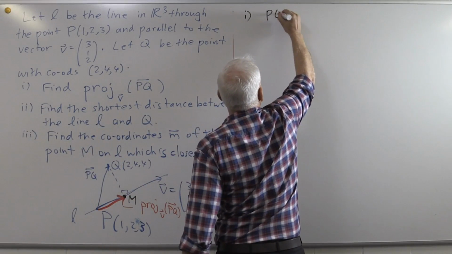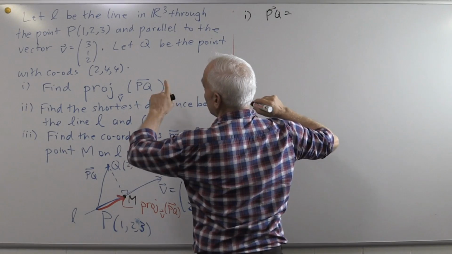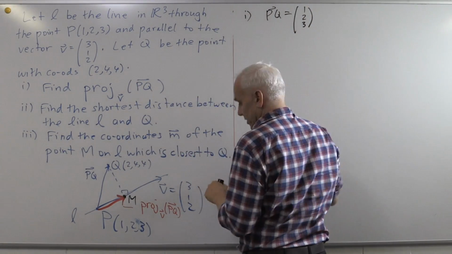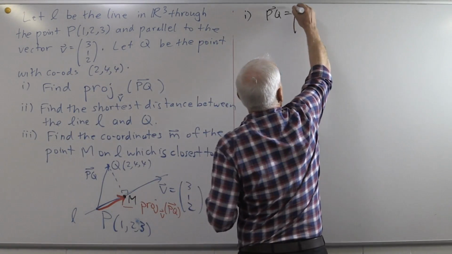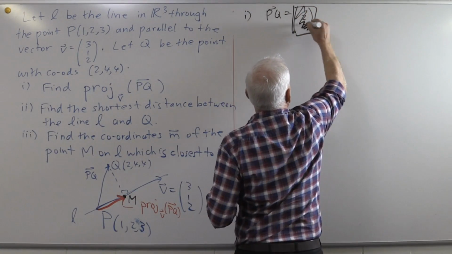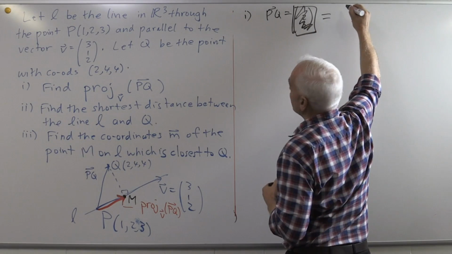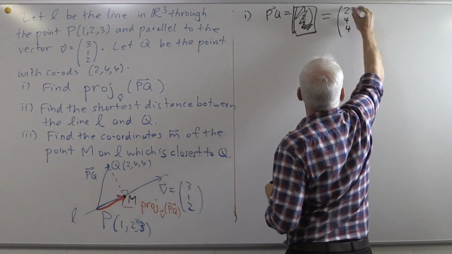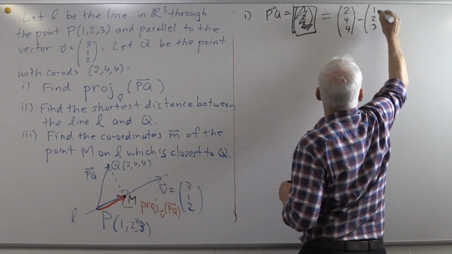So PQ is going to be the difference between the point P, which has coordinates 1, 2, 3, so we're going the wrong way. Actually, let me do it the way I would suggest in a test. Just cross that out and go Q first. Q is 2, 4, 4. And then subtract P, which is 1, 2, 3.